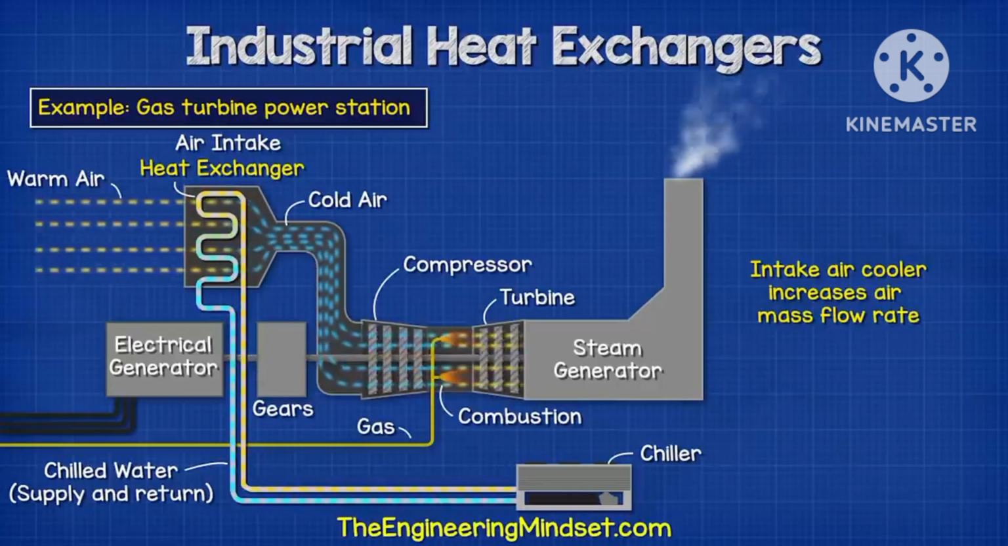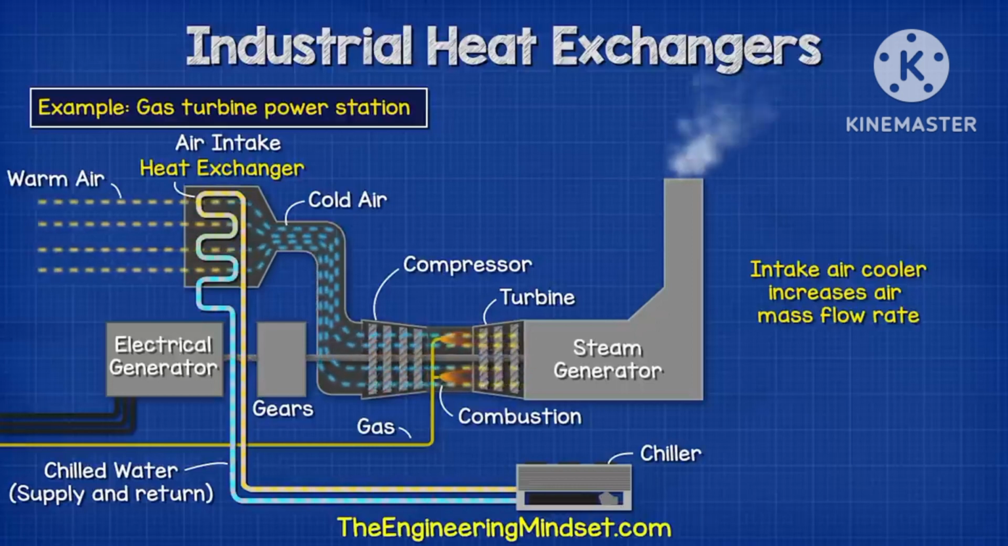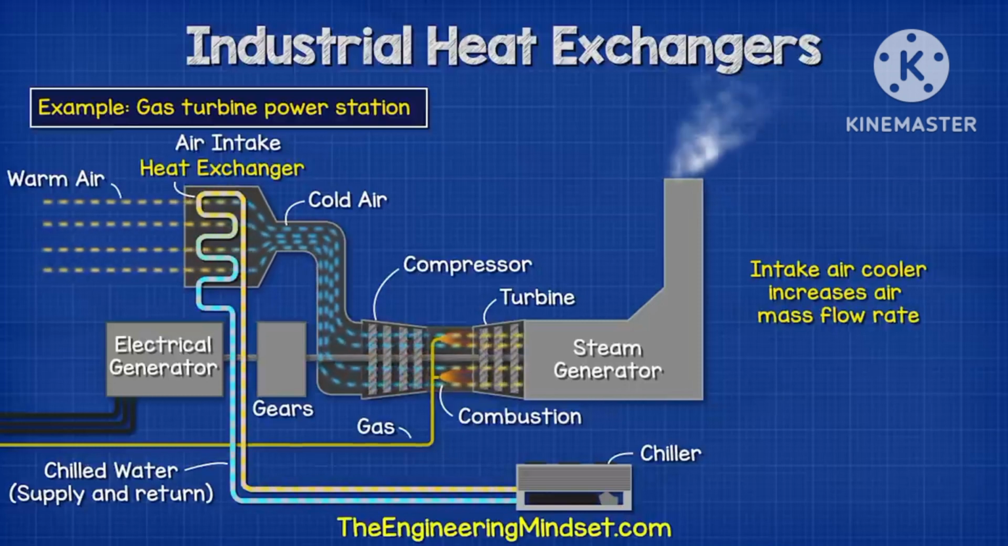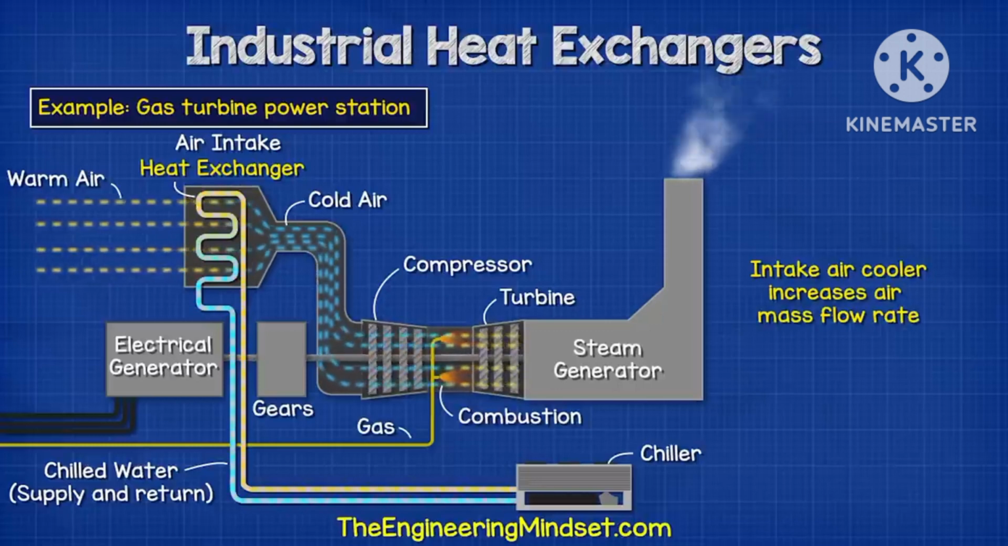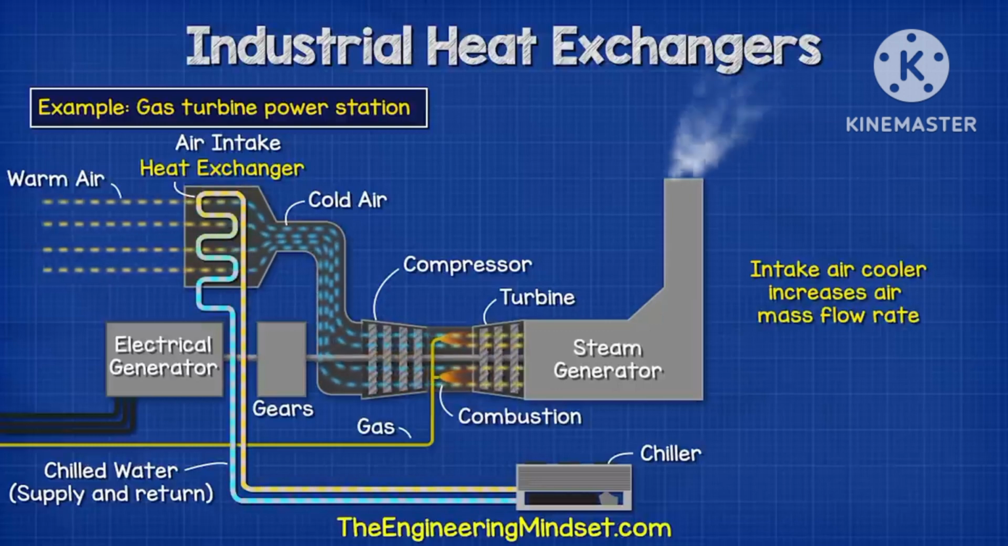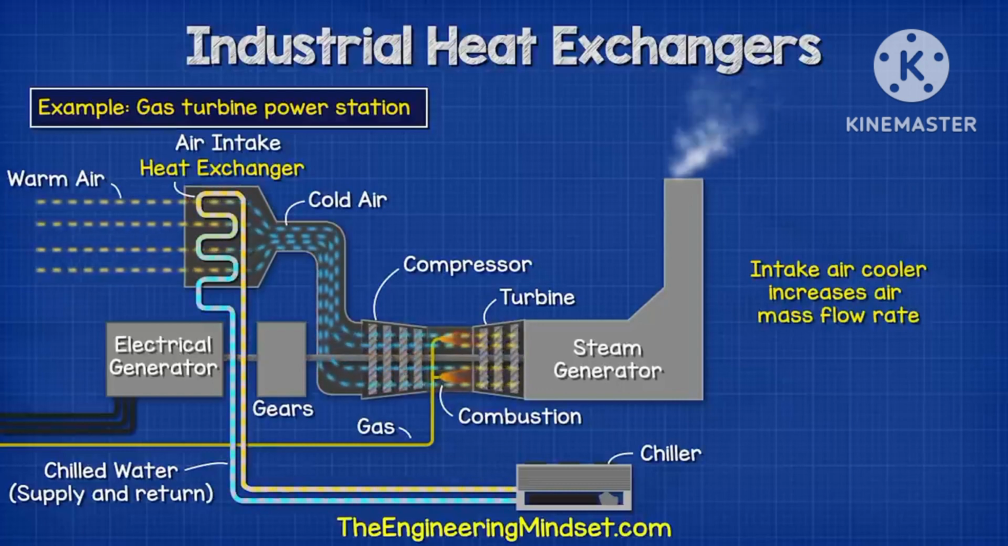A chiller pumps cold water to the heat exchanger, which then flows through the tubes. The warm ambient air passes over the outside of these tubes. The thermal energy transfers from the hot air and into the cold water. The air will leave cooler and enter the turbine. The water leaves warmer and heads back to the chiller, where the unwanted heat will be rejected back into the atmosphere.